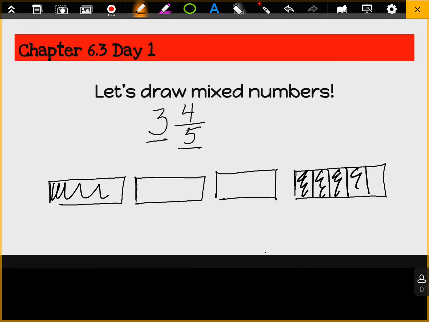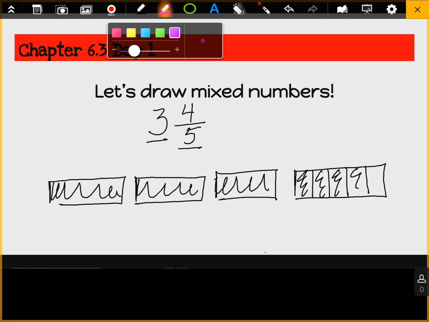Again, I have the whole number 3 and the fractional part 4/5. I want you to see the relationship between the whole number and the fraction and see that my whole can also be split into 5 equal pieces.